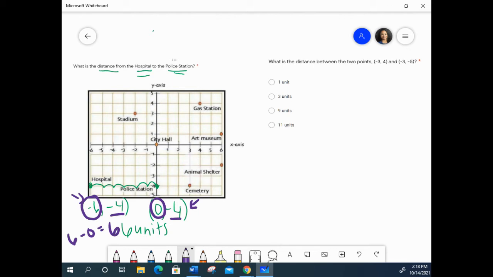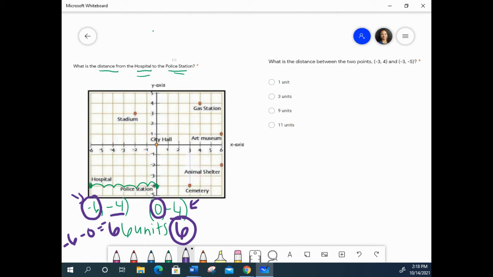-6 minus 0 is -6. But we always want to have positive units, meaning positive distance. I wouldn't say, oh, I walked -6 miles to school. You always want to have distance being positive. So again, 6 units would be the correct answer. Let's take a look, and we can apply this in the next problem.